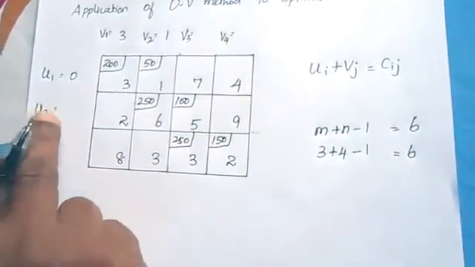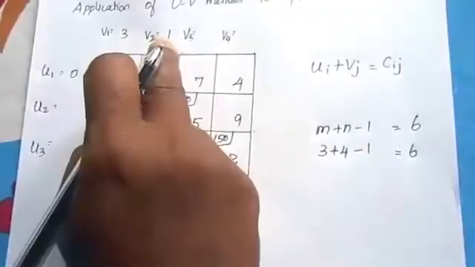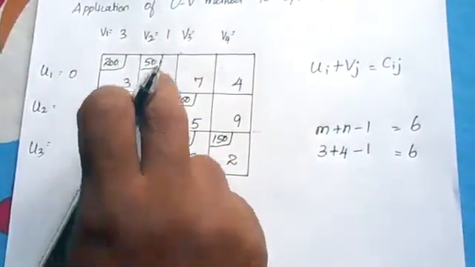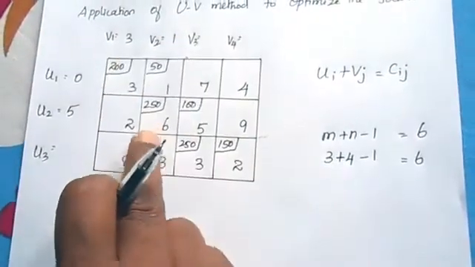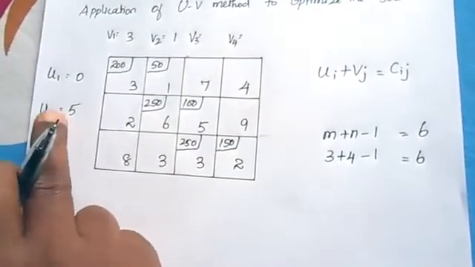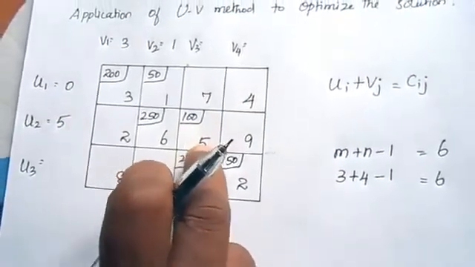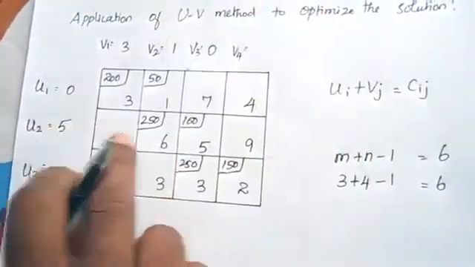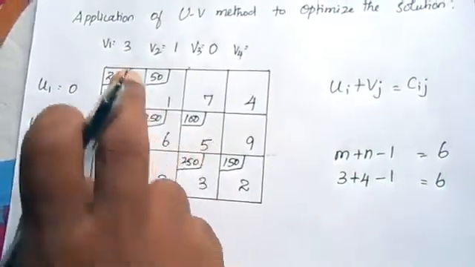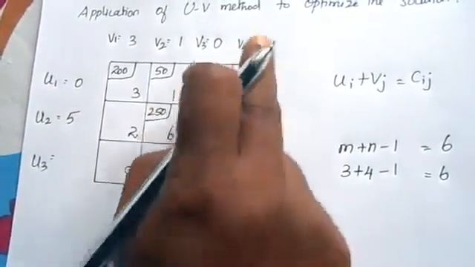Now go to U2. For U2 we have 2 allocated cells. Look at the second one. V2 is 1. Then how will we get 6? 1 plus U2 is equal to 6, so U2 will be 5. Now check the value: 5 plus 1 is equal to 6. With this you can find the value for this also. Here we have 5, so U plus V is equal to 5. U2 is already 5. Then what about V3? V3 will be 0, so 5 plus 0 is equal to 5. We have got the values for V1, V2, V3, U1 and U2. With this you can find the values for the remaining ones.